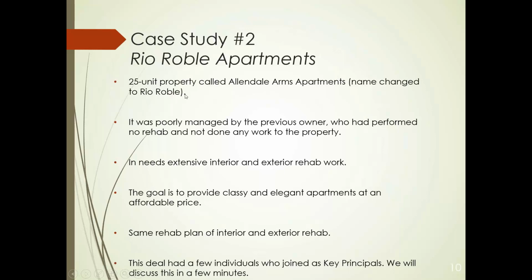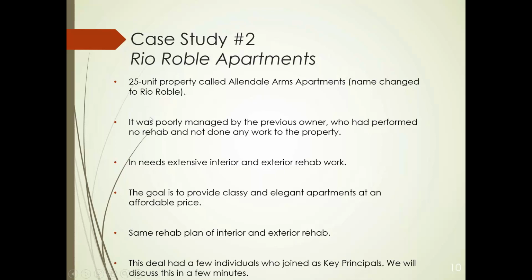The second property was called Rio Roble Apartments. It was called Allendale Arms Apartments. We changed the name to Rio Roble, and it had the same story. It was poorly managed by the previous owner. None of the interior work had been done. The exterior was in bad shape, so we took over.